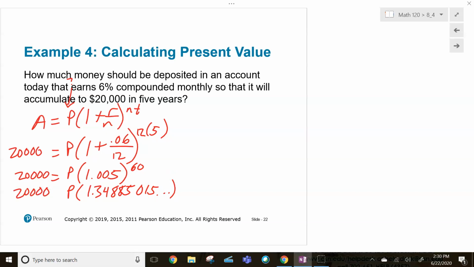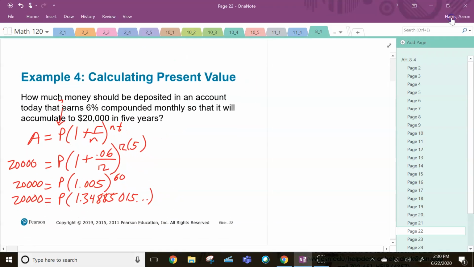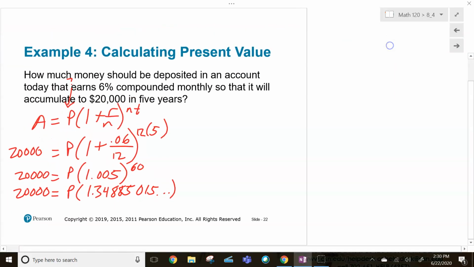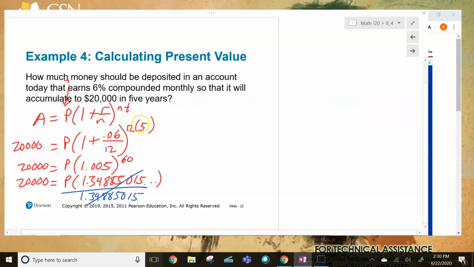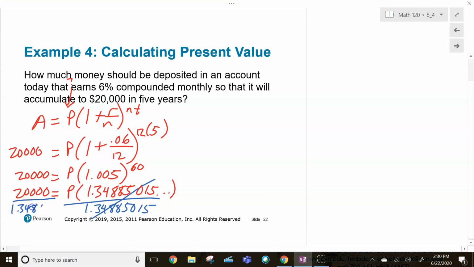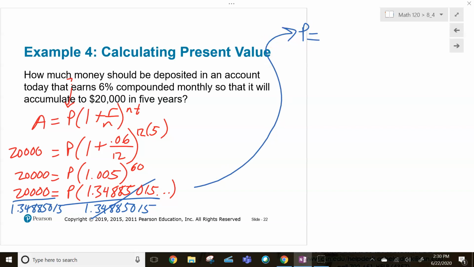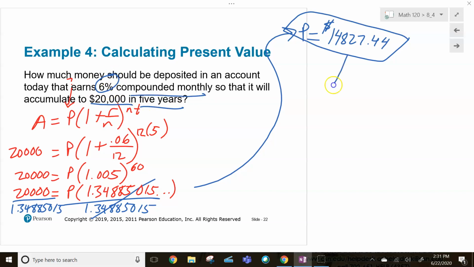20,000 over here. And again, we're solving for P. So I could divide both sides by 1.34885015. And then I'll have P. So my P is, once I divide that, 14,827.44. So if I want to have $20,000 in 5 years at 6% compounded monthly, I got to put in 14,827.44 up front, if I think I can get 6% per year on this investment. All right.